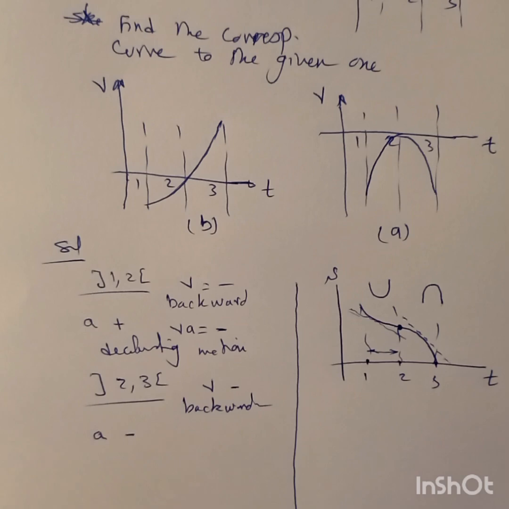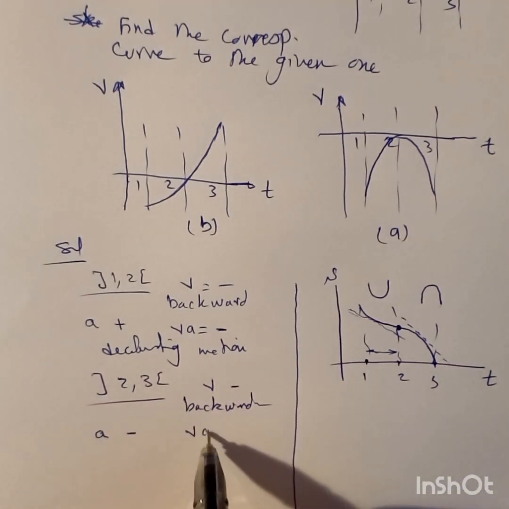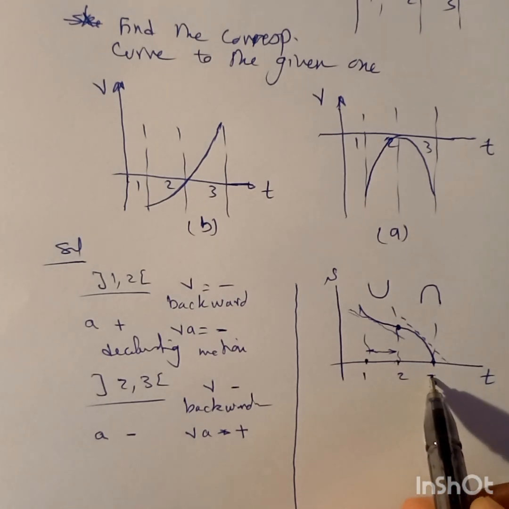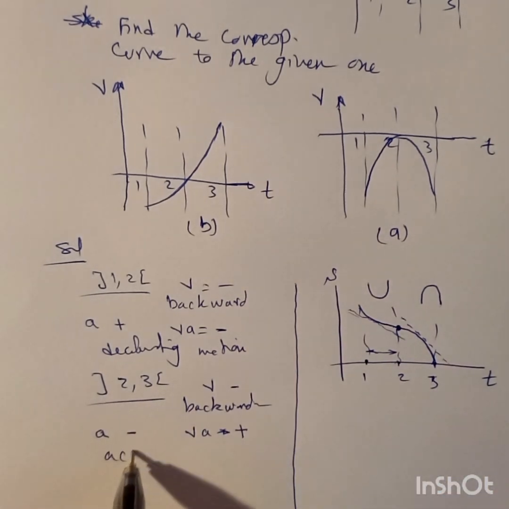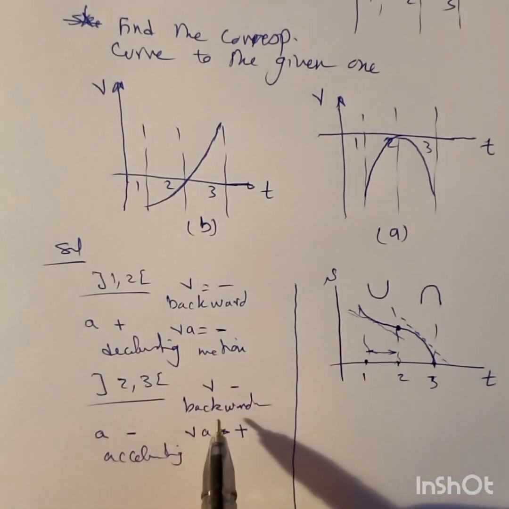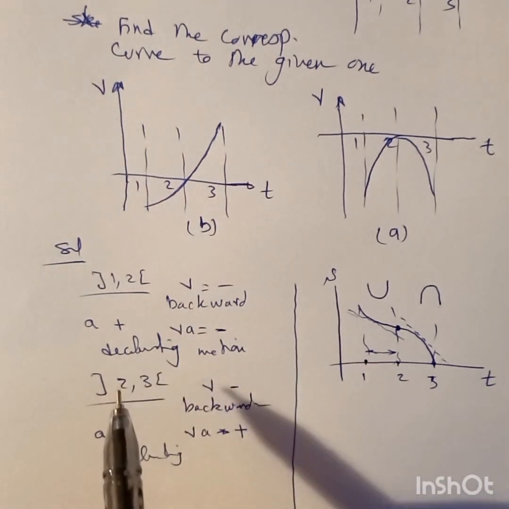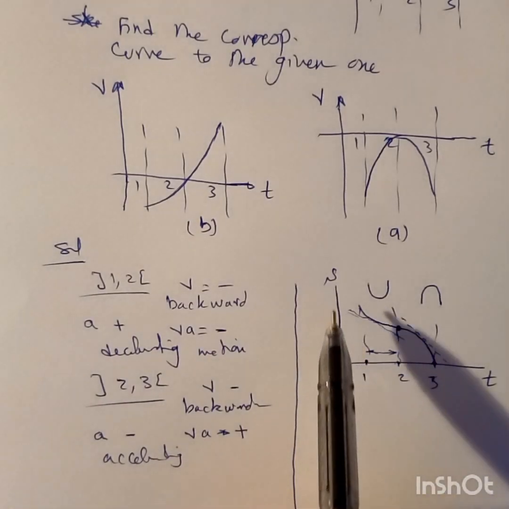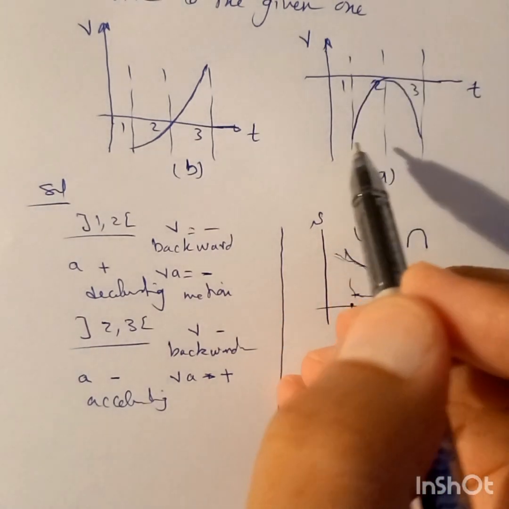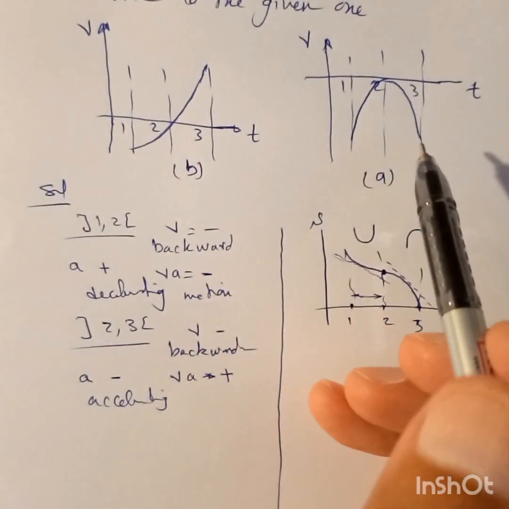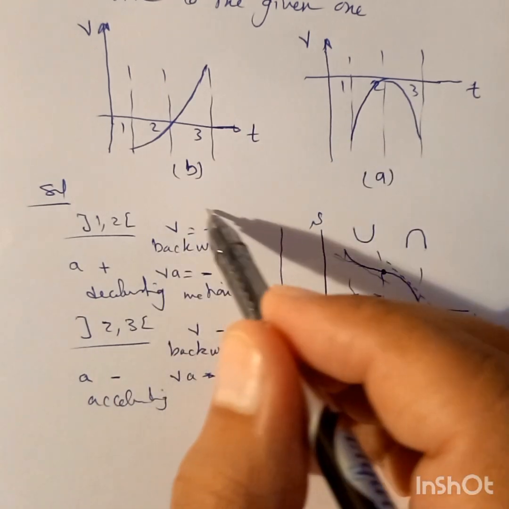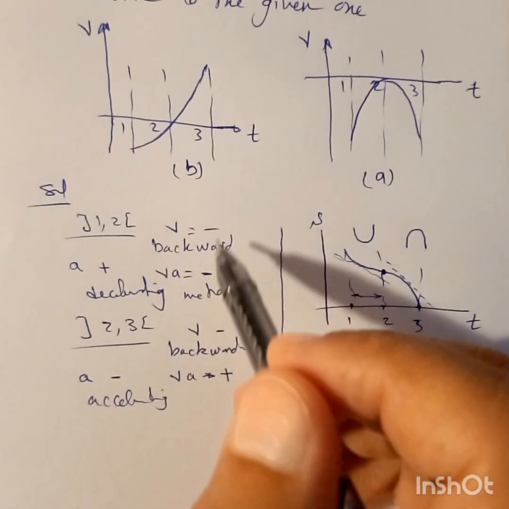Okay, then we have to multiply v and a. va is a positive value. Then during 2 to 3, this time interval, we have accelerating motion in the backward direction according to the sign of v. Okay, this is a study of the given curve relating s and t. Now we have to check this curve and then this curve, and check if the type of this curve matches this given result or not.